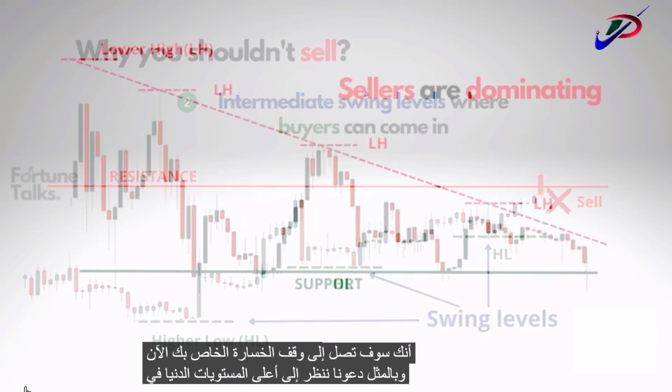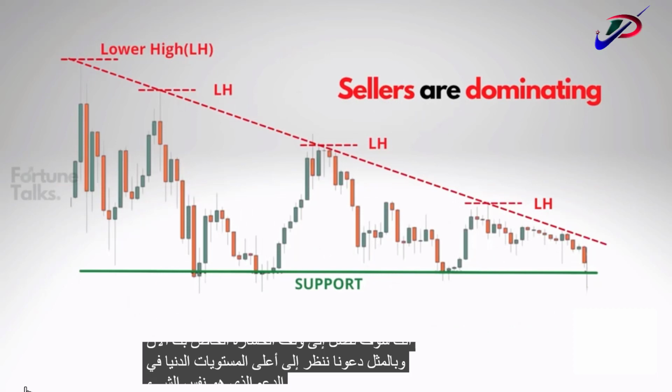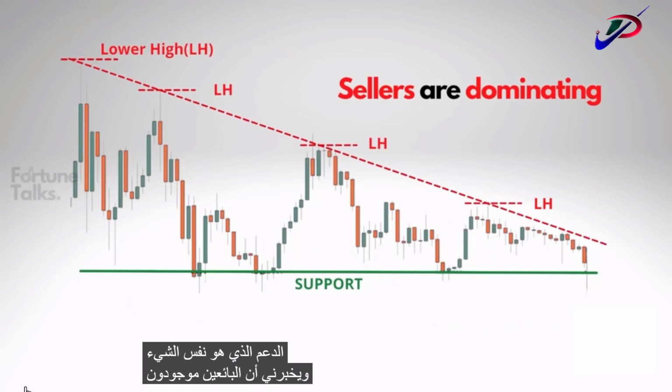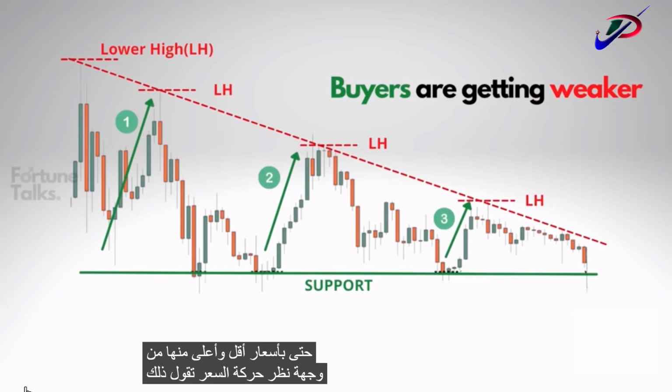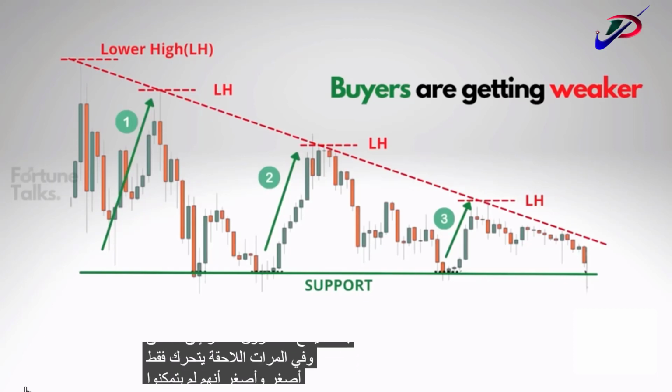Now similarly, let's look at lower highs into the supports, which are the same thing, and it tells me that the sellers are in control and they are willing to sell even at lower prices. And on top of it, from a price action standpoint, it is telling you that the buyers are also getting weaker, because this is a condition where the buyers barely push the price higher, and the subsequent times it only moved smaller and smaller. They were not able to push it any higher.